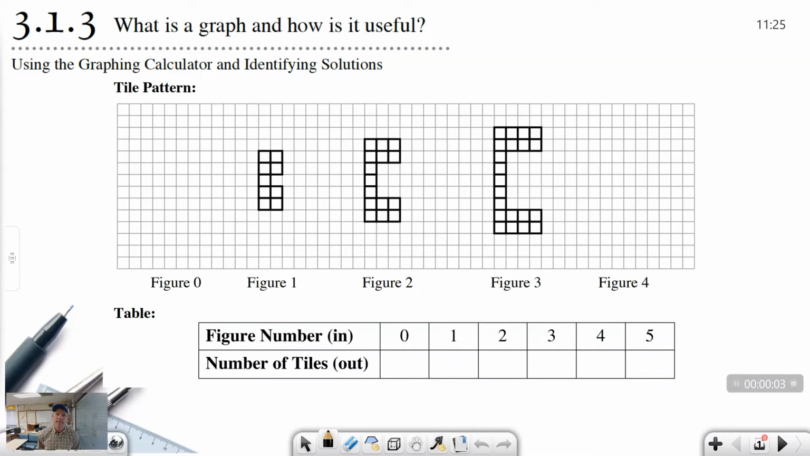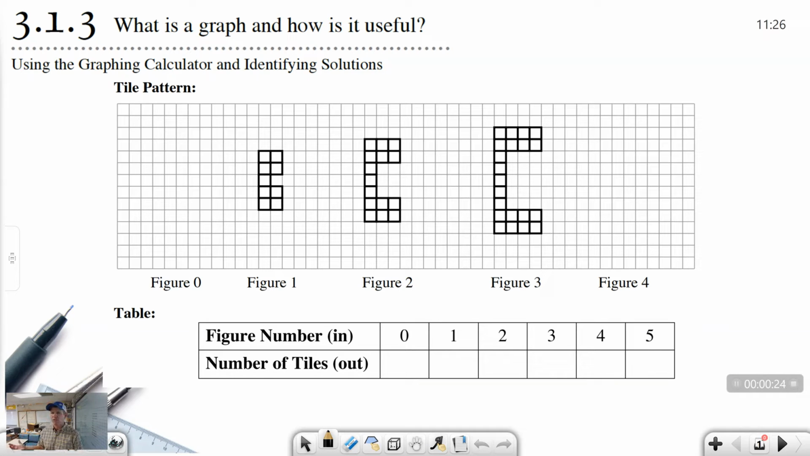Welcome everyone to lesson 313. This problem is known as the Big C. Today we are going to use the Big C's tile pattern to figure out a table, and from the table we're going to come up with a rule.